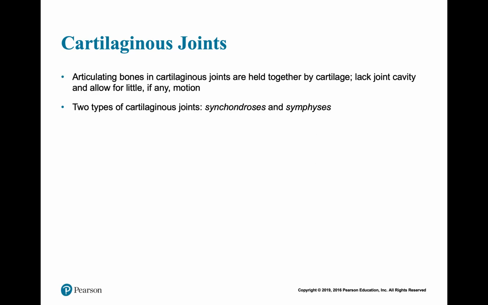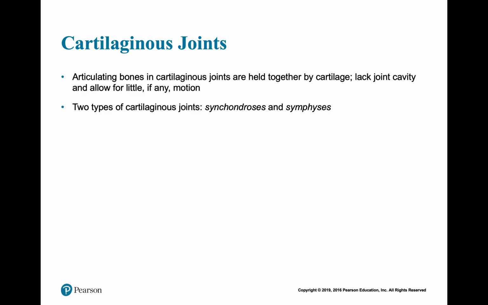Next, we're going to talk about cartilaginous joints. So remember, cartilaginous is a way we classify joints based on structure. Structural classifications, there are three. You have fibrous, cartilaginous, and synovial. We just got done talking about fibrous, and now we're going to talk about cartilaginous.